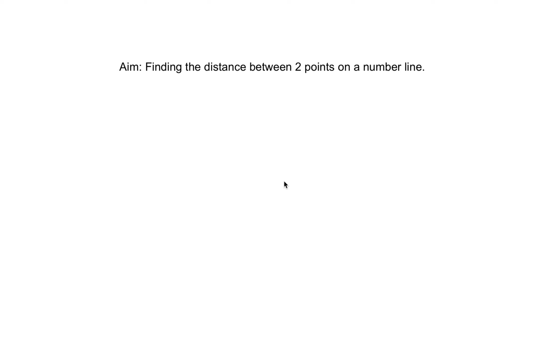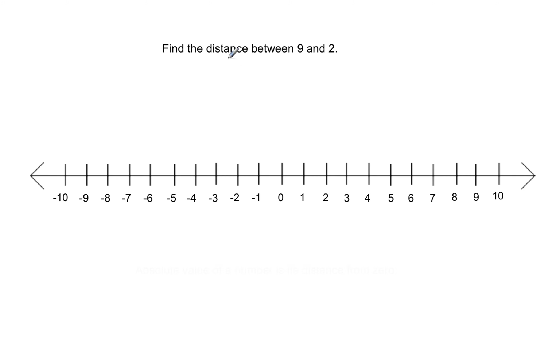Today's lesson is finding the distance between 2 points on a number line. So imagine I had a number line and I wanted to find the distance between 9 and positive 2. So let's take a look at what 9 would look like on a number line. 9 is right over here and 2 is right over here.